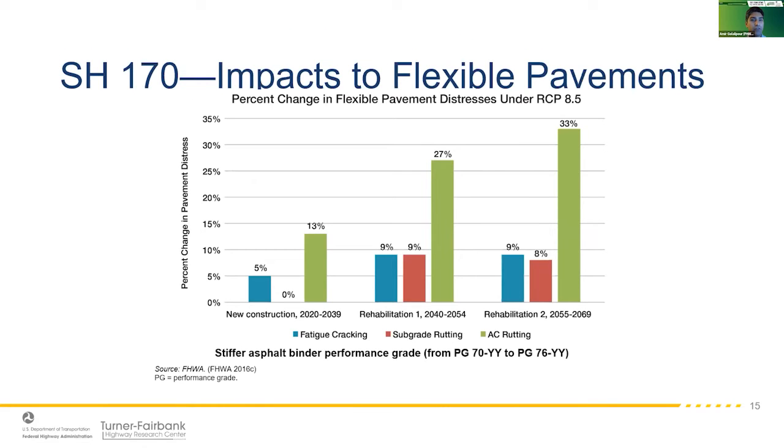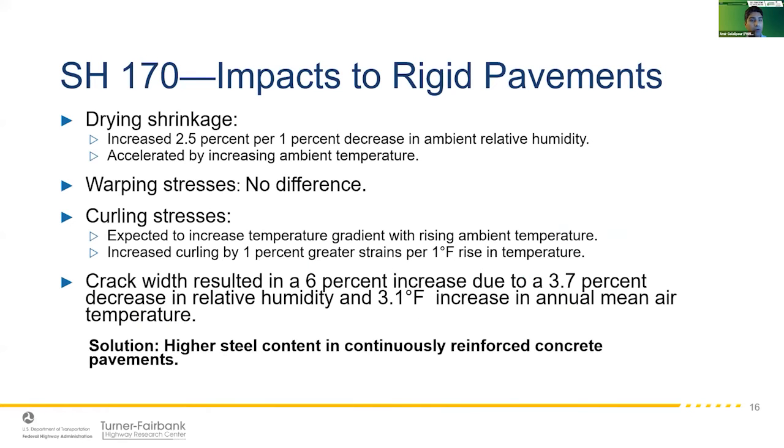This slide shows the impact to flexible pavements based on the RCP 8.5. Again, in this study we used different models, but for the sake of having a shorter presentation, I'm just looking at 8.5, which is a little bit more extreme. And you can see that we are going to have a lot of rutting for our pavements, no matter if it's a new construction or rehabilitation. So how can we take care of it? We need to use a stiffer binder grade, and that will take care of that.